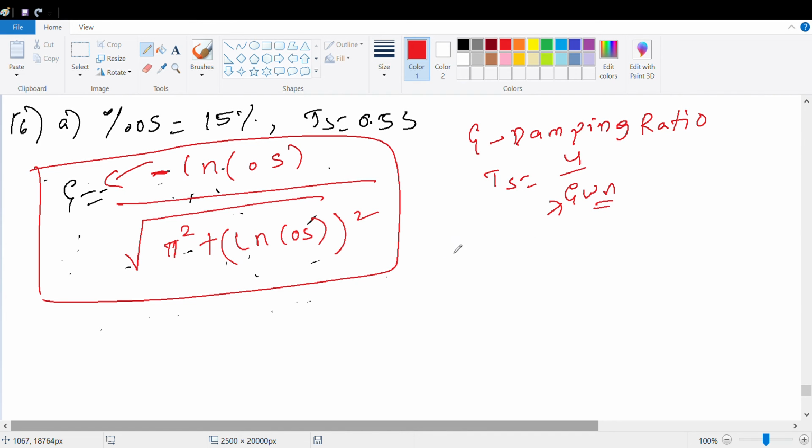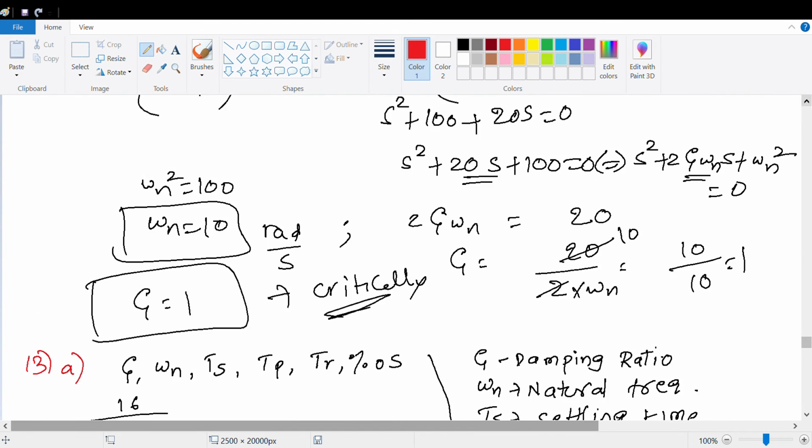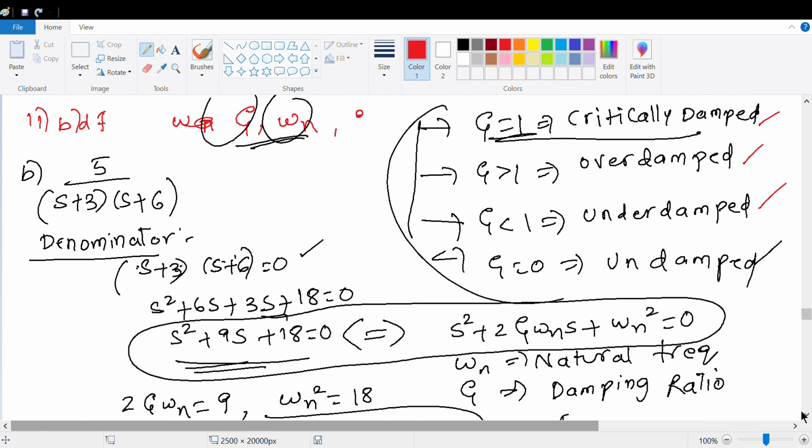So the pole's location is minus zeta omega n plus or minus j into omega n square root of 1 minus zeta square. This is the formula for the pole's location. We already derived this one here.